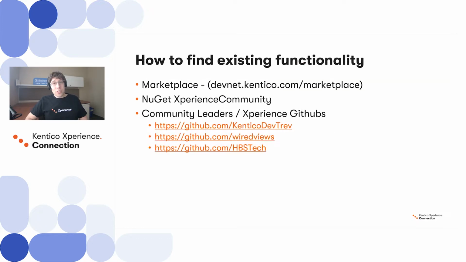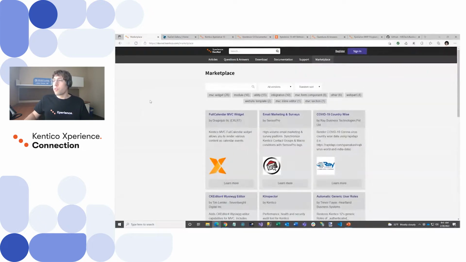So how do you find these tools that are out there? There are about three different areas that you can take a look at to find tools. They're a little bit scattered right now. We're working on unifying them all under one location. But the first place to take a look is going to be the DevNet Marketplace. If you go to devnet.kentico.com, you're going to see a Marketplace tab up on the top right. And this allows you to find tools that have been submitted to the Marketplace repository.